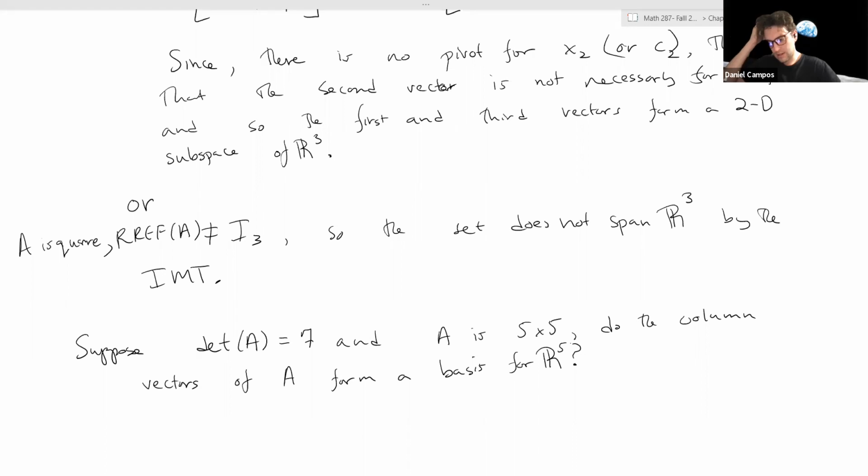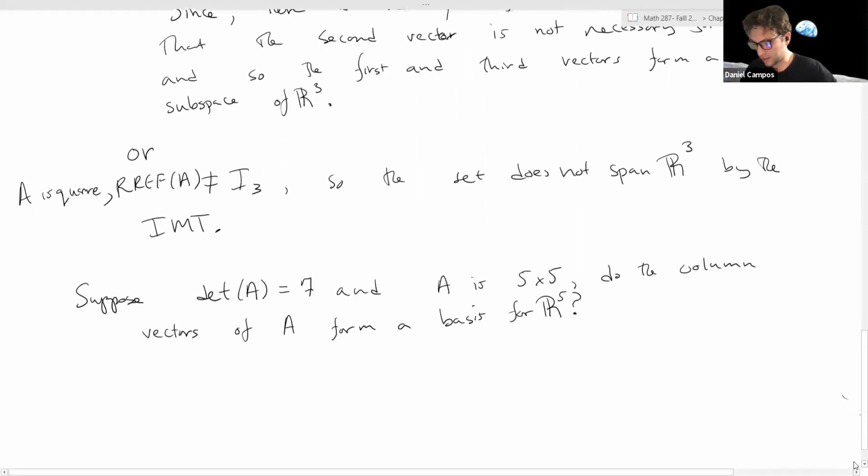Would it be yes, because the determinant of A does not equal 0? Well, A is square, the determinant of A does not equal 0, and thus by IMT, the column vectors form a basis for R5. Okay.